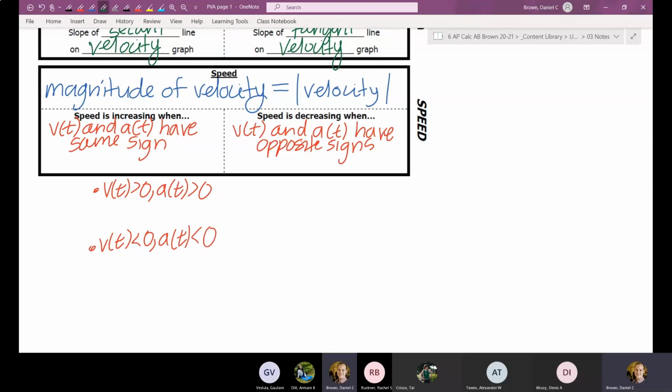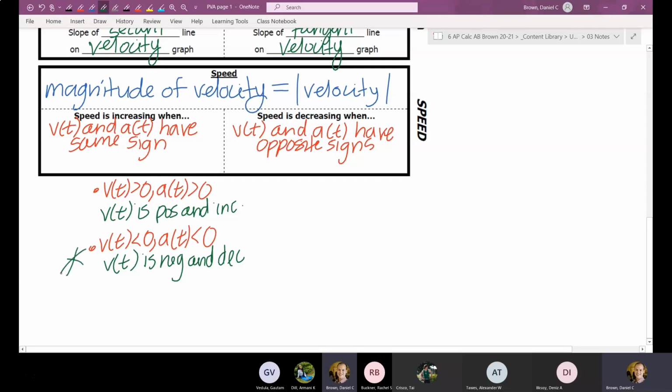Some equivalent ways I can write that statement. Since we know that velocity's derivative is acceleration, the first statement I wrote down, where velocity is greater than 0 and acceleration is greater than 0, is equivalent to saying v of t is positive and increasing. Where that's coming from: acceleration is the derivative of velocity. So if velocity is increasing, its derivative is positive, or acceleration is positive. An equivalent statement is that velocity is negative and decreasing.